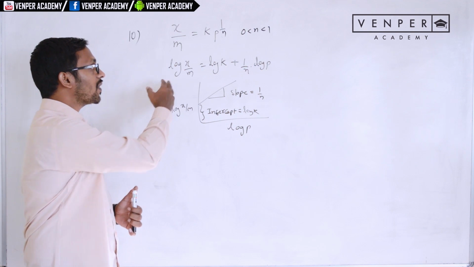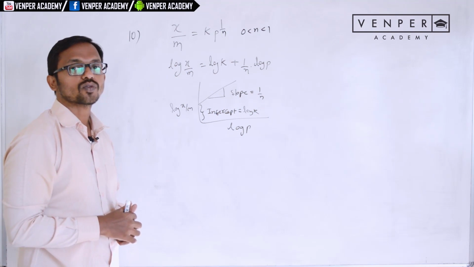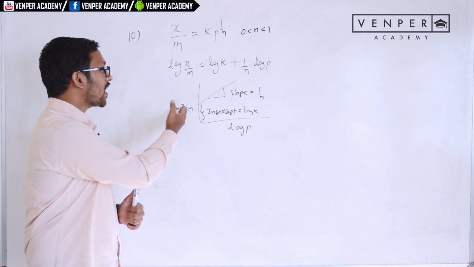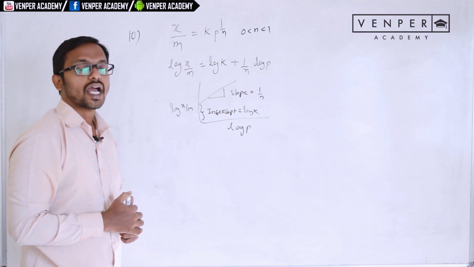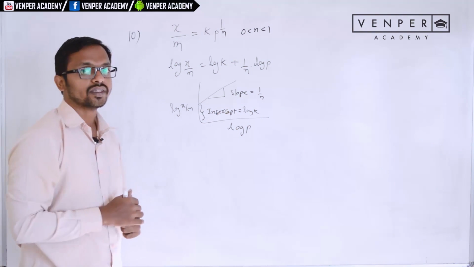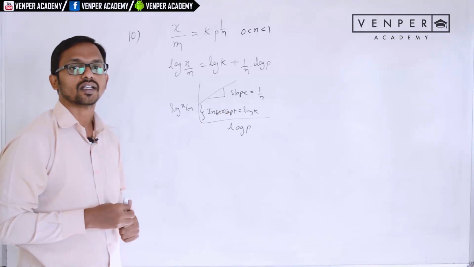When we apply log to this expression, log x by m is equal to log k plus 1 by n into log p. So if we plot log x by m versus log p, we will get the slope 1 by n and the intercept equal to log k. So this resembles option 4 in the given 4 options. So option 4 is the correct answer.